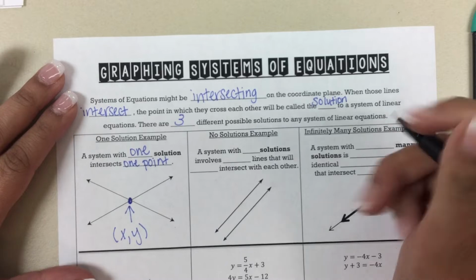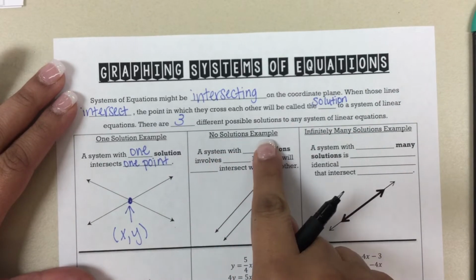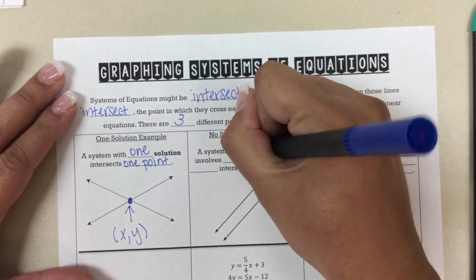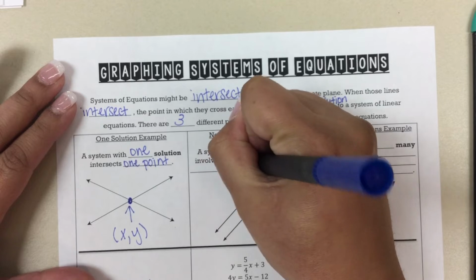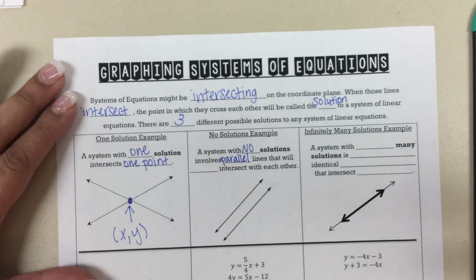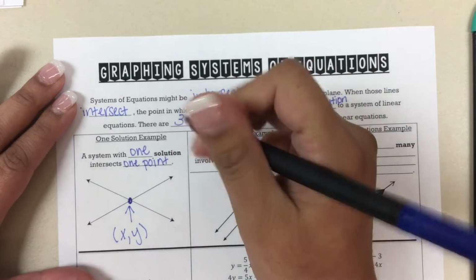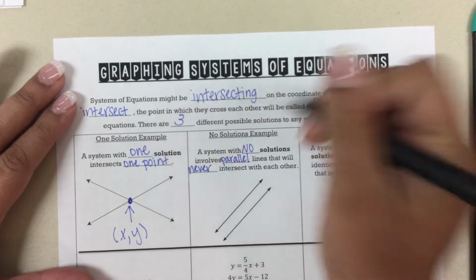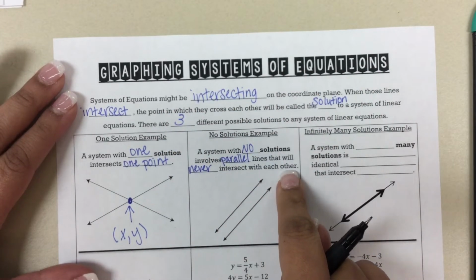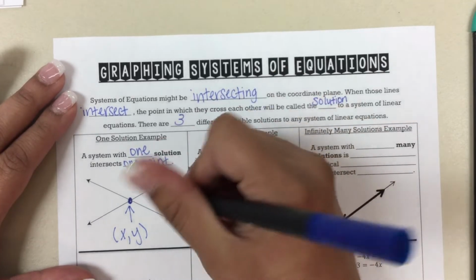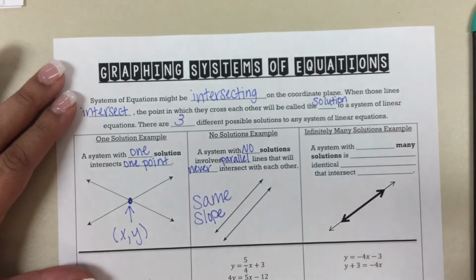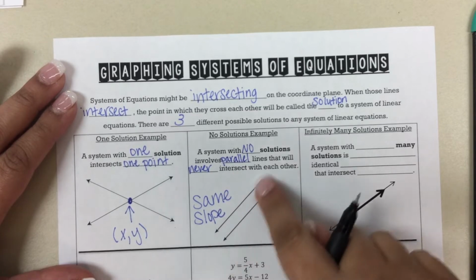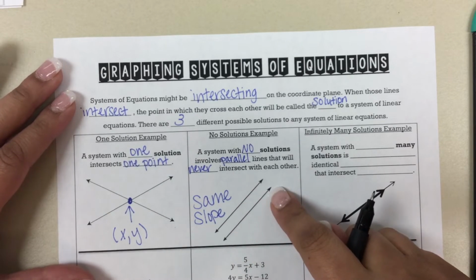The other type of solution, there is no solution. So a system with no solutions involves parallel lines that will never intersect with each other. Okay, if you have parallel lines, your equations are going to have the same slope. So if there's the same slope, they're parallel, and these 2 lines will never intersect.